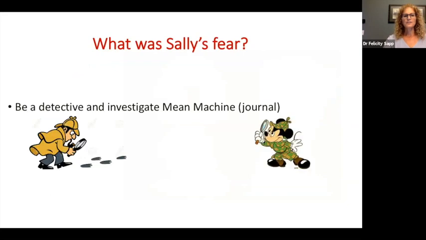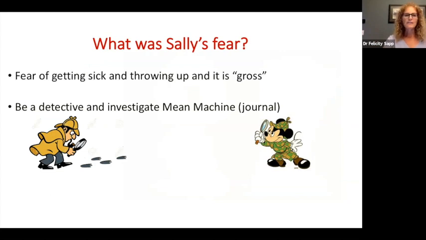So for Sally's fear, we looked at her journal. I had her be a detective, and she was investigating Mean Machine, finding clues and evidence of what Mean Machine was scaring her about. And we came up that it was a fear of getting sick and throwing up, but not so much of getting an illness. It was more that it's just gross. So we had a bravery ladder, and it was around a fear of vomit.